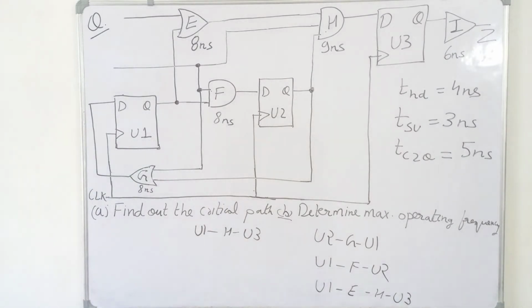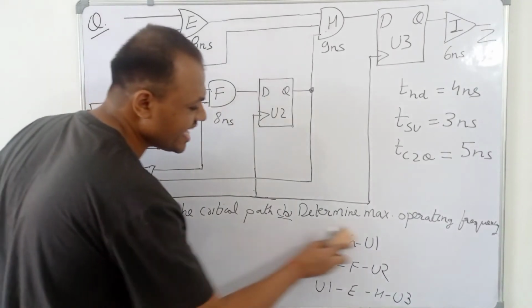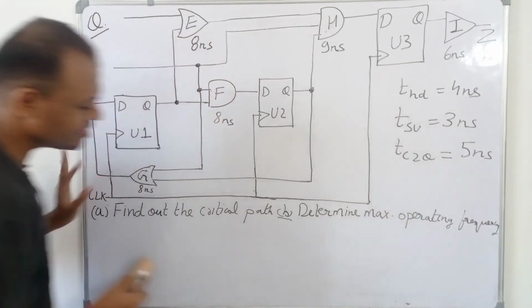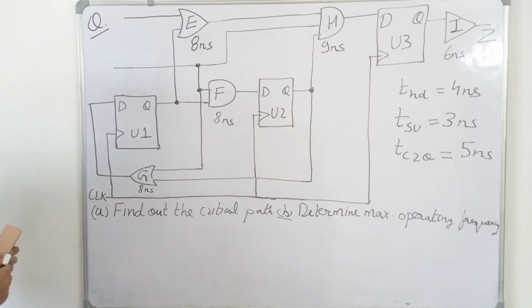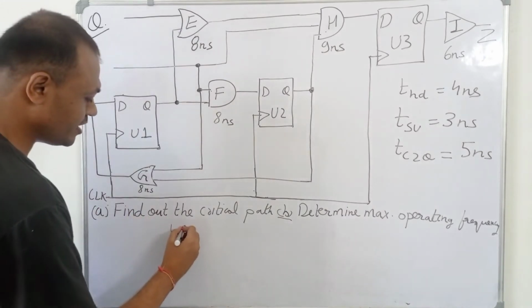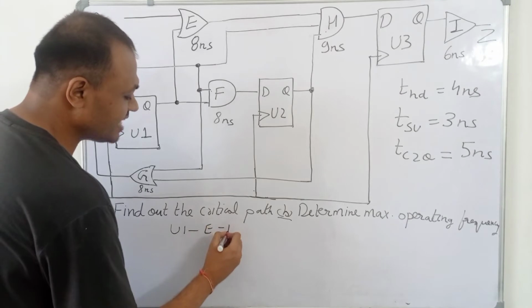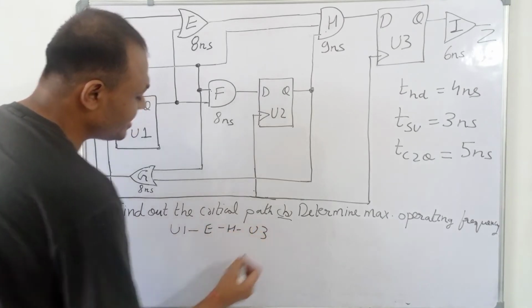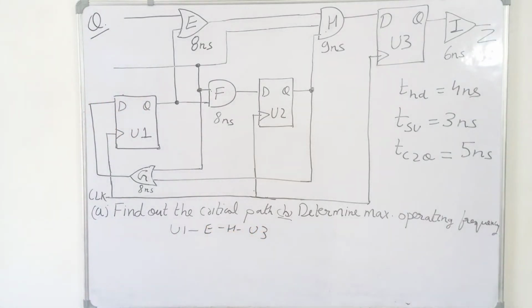The critical path is the path which has the largest delay. By normal observation we can tell that U1 E H U3 is the critical path. So the critical path is U1, then E, then H, then U3, because it is the slowest path of this circuit.